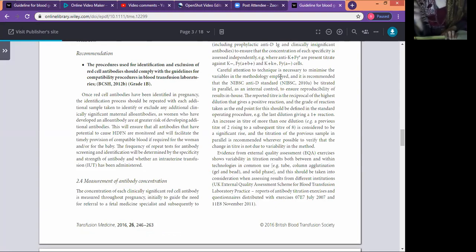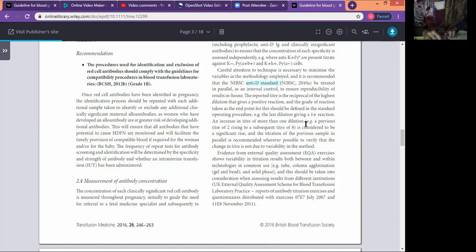and we use cells with heterozygous expression of the antibodies. In this case the controls are actually the anti-D controls, which are run in parallel, titrated in parallel as internal controls to ensure reproducibility of results in-house. And then also the results are reported as the reciprocal.